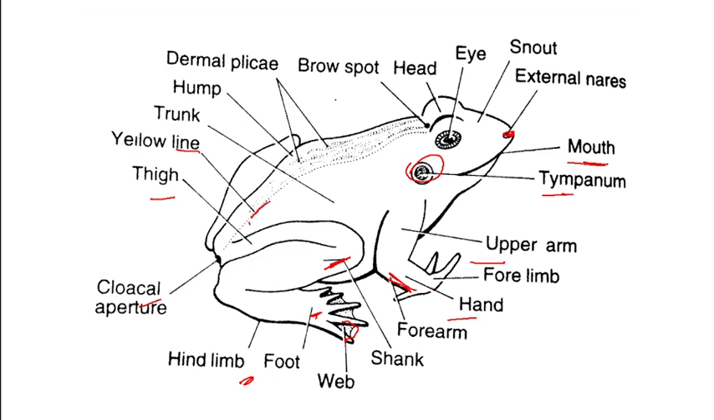This is the yellow line. This is the trunk. This region is called the hump. These are the dermal plaques. This is the brown spot here. This is the head. This is the eye, and this region is the snout. These are the external layers.